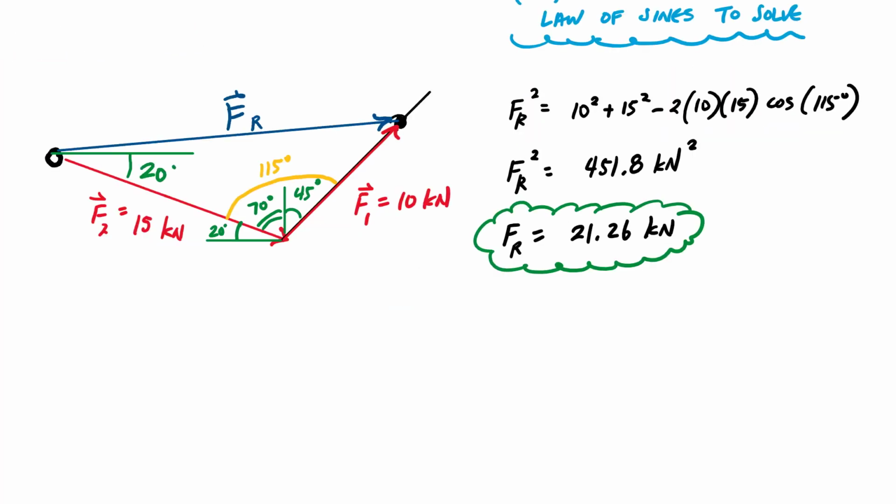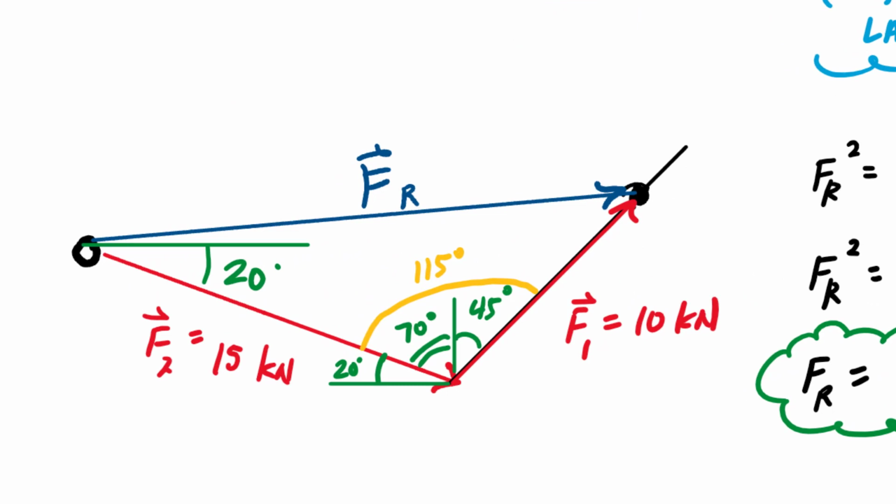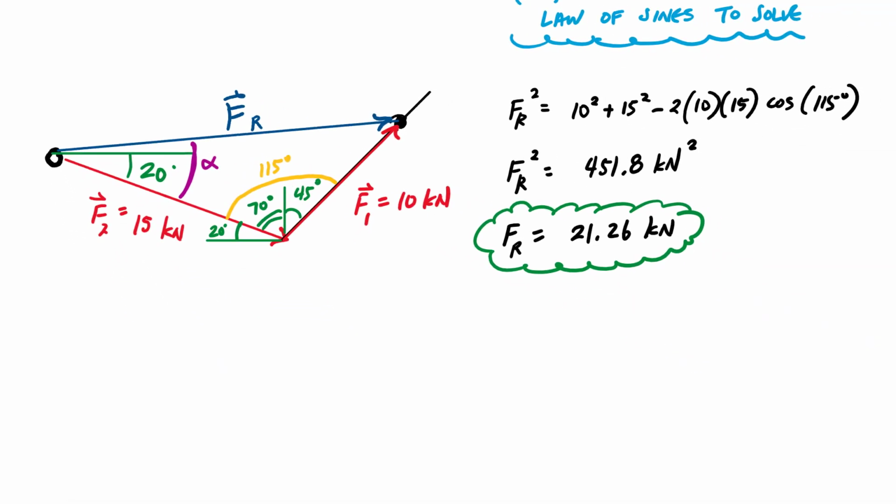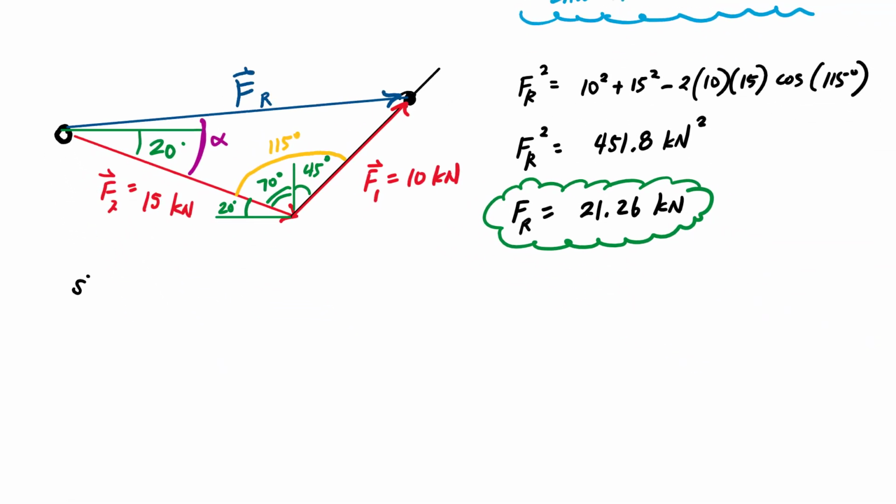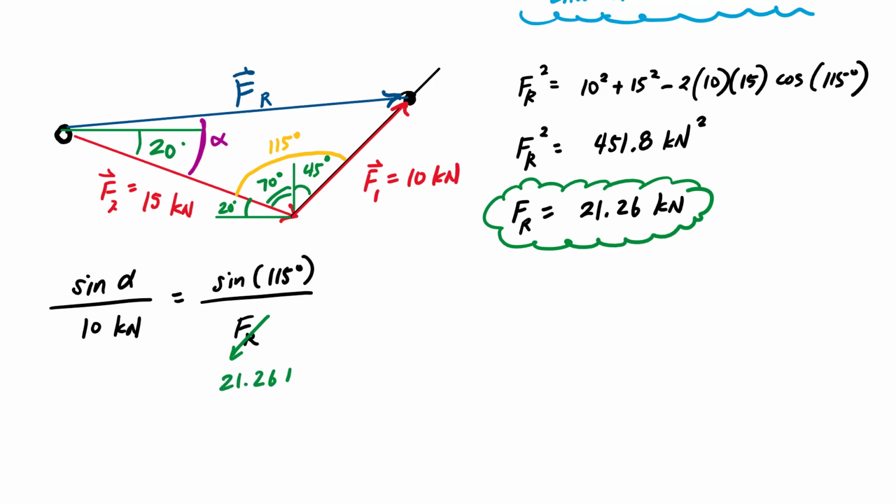One of the things that's going to help me is if I can figure out what this total angle is, and I'm going to call that angle alpha. So from the law of sines, the sine of alpha over the opposite side of 10 kilonewtons is equal to the sine of 115 degrees divided by FR. In this case, this is 21.26 kilonewtons.